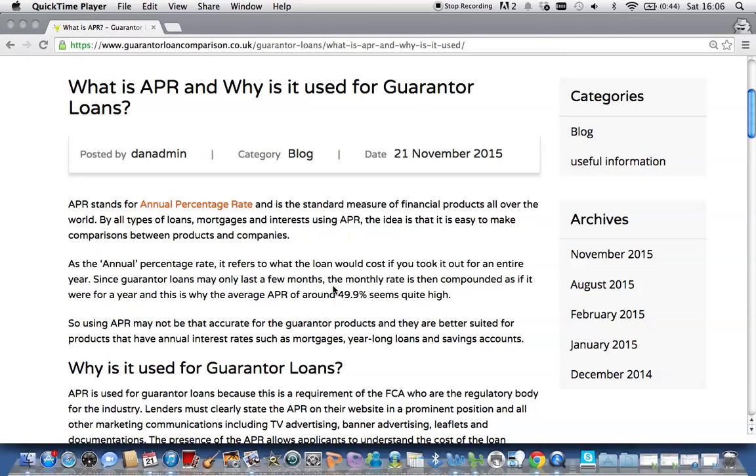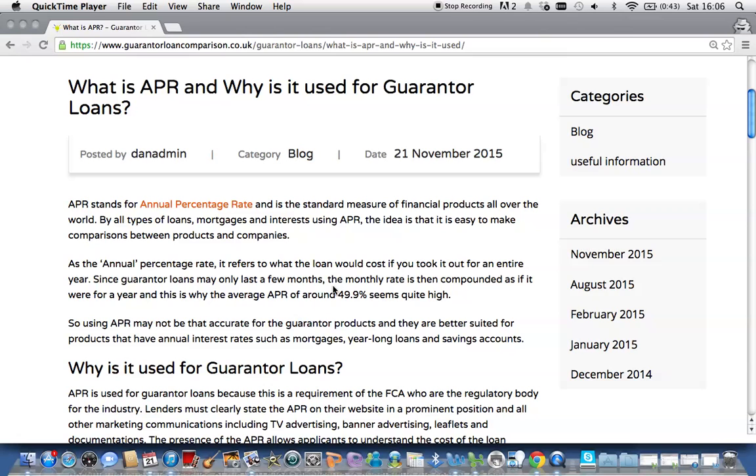APR stands for the annual percentage rate, and it's a standard way to measure financial products all over the world. So for whatever kind of loan, whether it's a guarantor loan, peer-to-peer loan, payday loan, mortgage, savings account, the APR is used because it's a very easy way to compare financial products across a broad range.